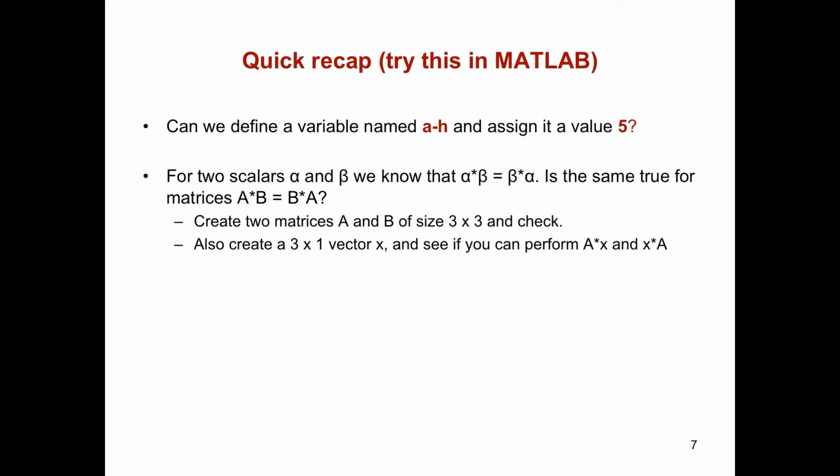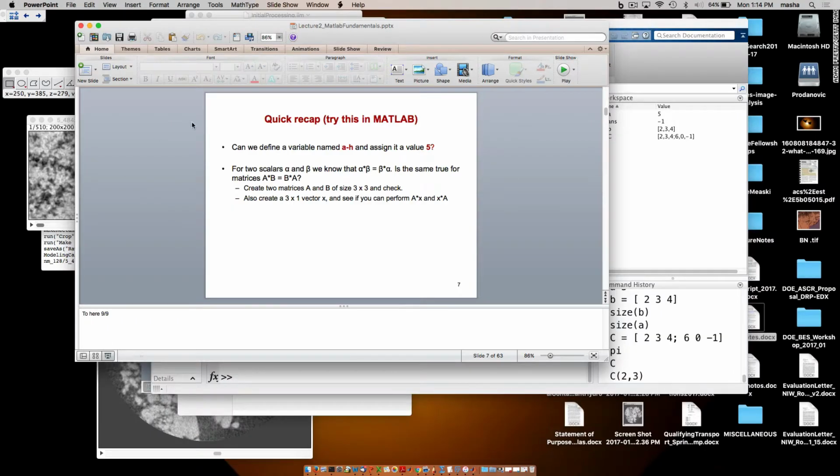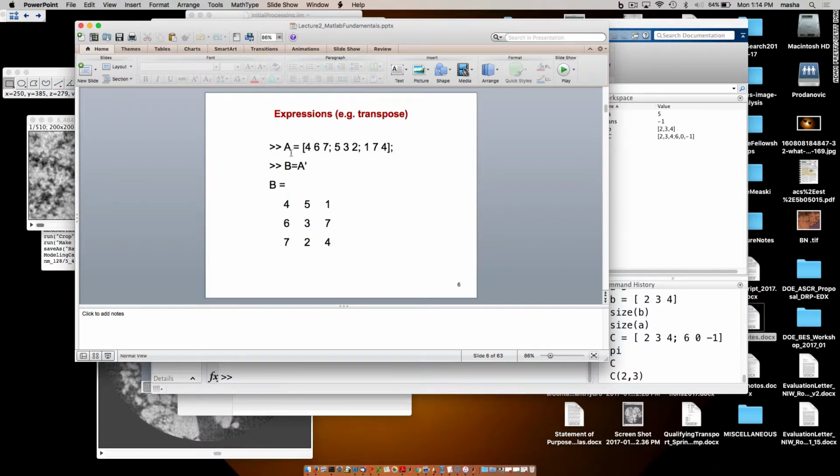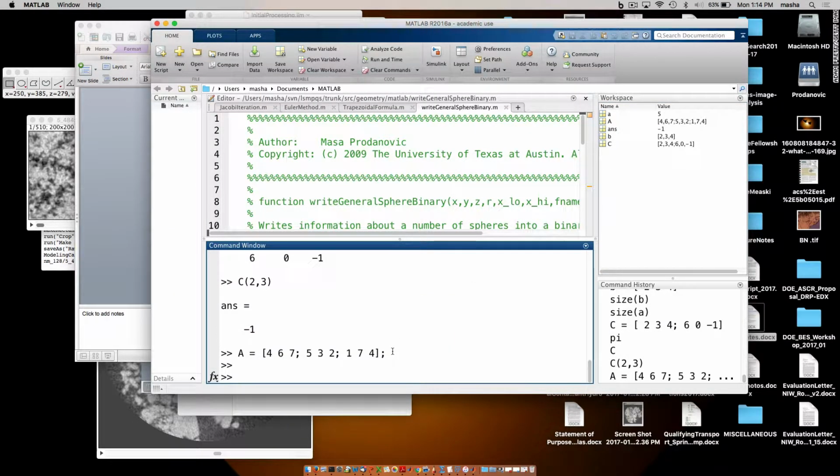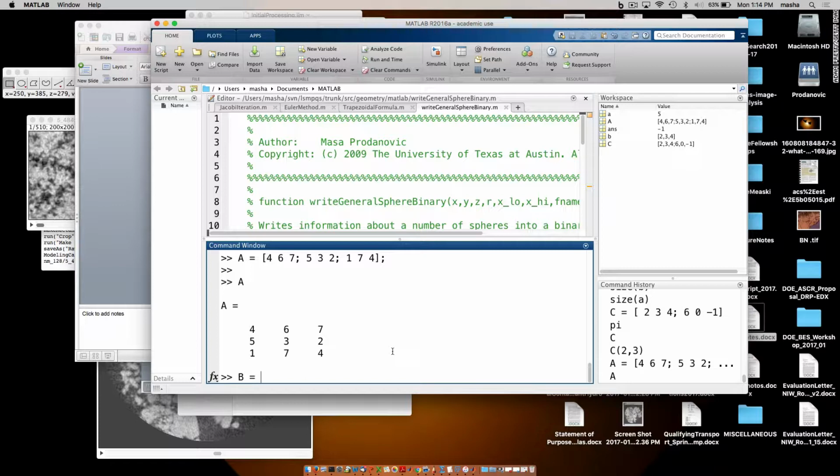Okay? All right. So this is just a recap of what I've said so far. Can you define a variable that is A-H and call it 5? Can you try? And you all typed in A. I'm going to type it as well. I'm going to copy it. So this is my A prime.